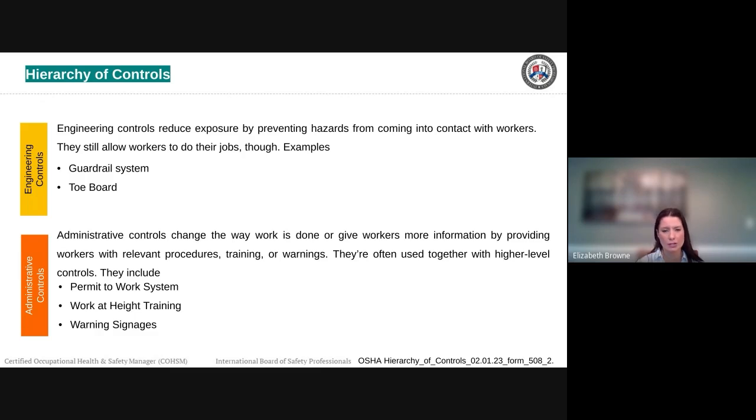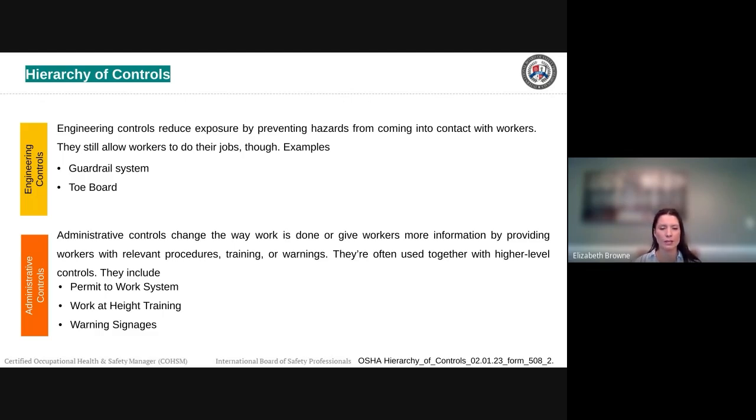Administrative controls change the way work is done or give workers more information by providing relevant procedures, training, or warnings. They're often used together with higher level controls. So a permit to work system, like maybe a hot work permit stating that we have completed all of these tasks to control any type of hazards that might exist with welding in the work area. Working at height training, having warning signs.